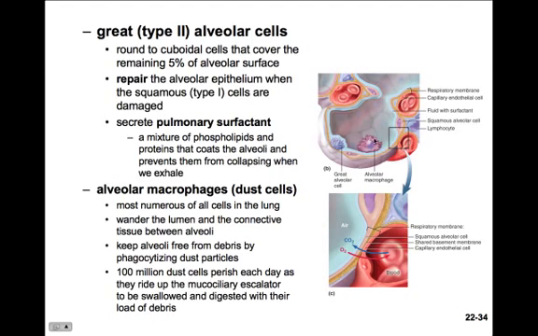We'll also see alveolar macrophages, or dust cells. They're the most numerous of all cells in the lung. They wander around the lumen and the connective tissue between the alveoli and keep them free of debris by phagocytosing dust particles. 100 million dust cells perish each day as they ride up the mucociliary escalator to be swallowed and digested with their load of debris.